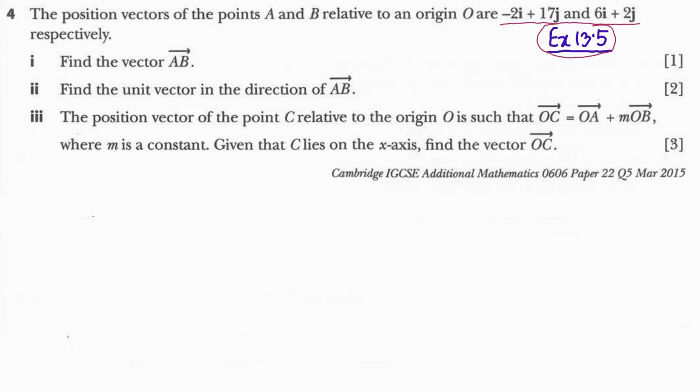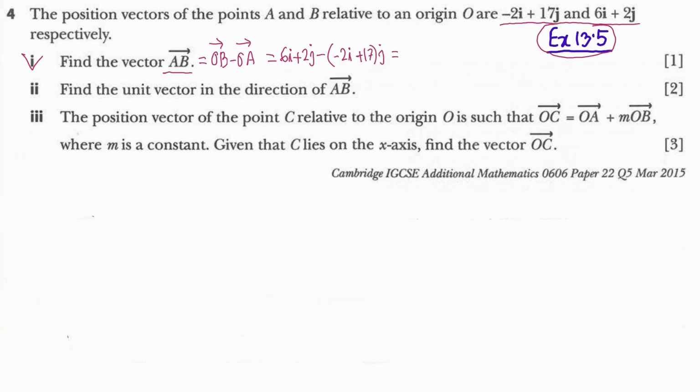plus 2j. Like the vectors we did previously, I am going to apply a similar method here. They ask you to find the vector AB. So AB, with position vectors, we can write directly as OB minus OA. OB is given here as 6i plus 2j. We write 6i plus 2j minus the OA vector, which is minus 2i plus 17j.